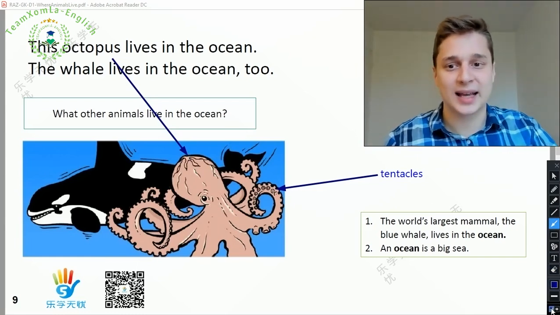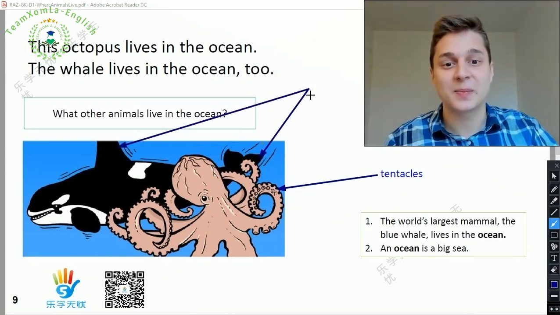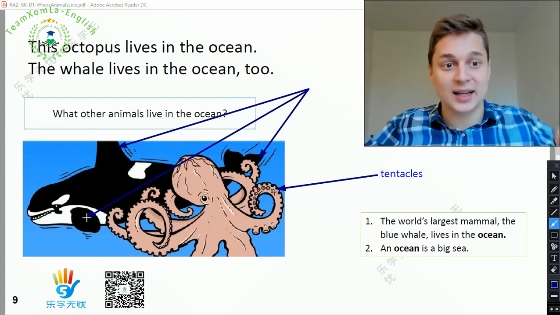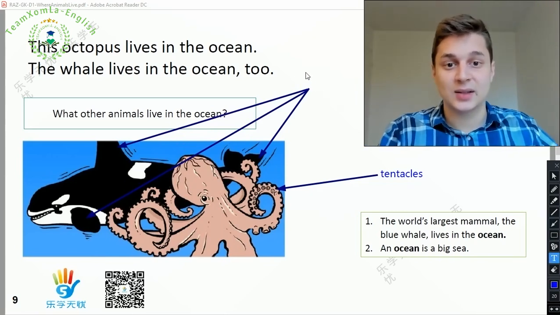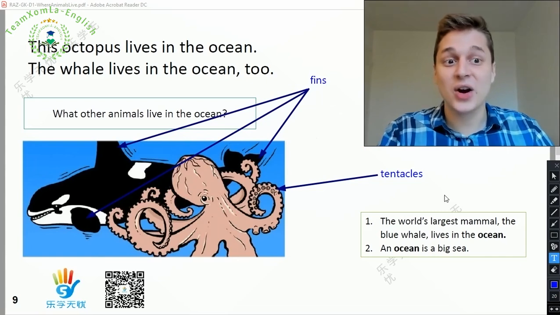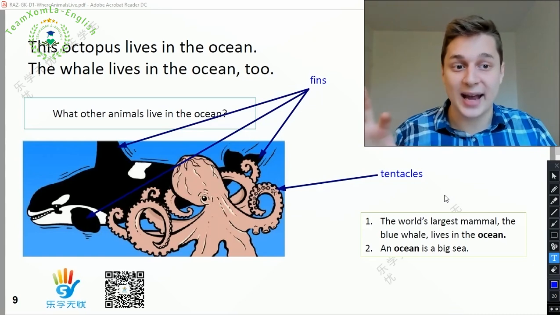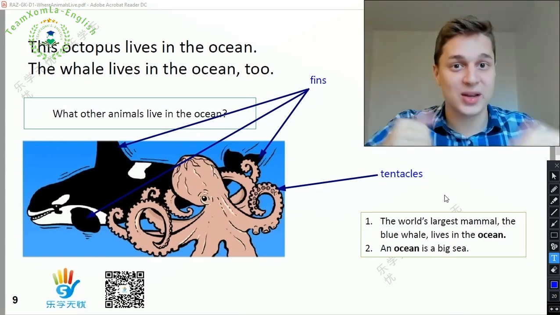But the whale has no tentacles. The whale instead has fins. The whale uses fins for swimming, just like we use our hands and legs. So these are called fins. Okay? They are adjusted. These animals know how to live in the ocean because they are made for the ocean.